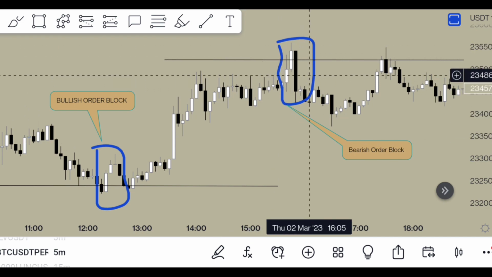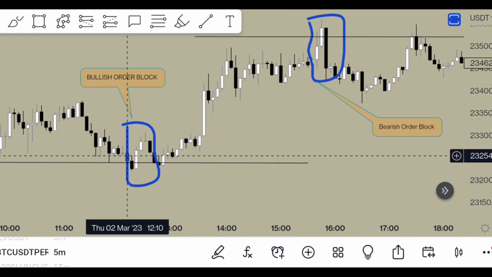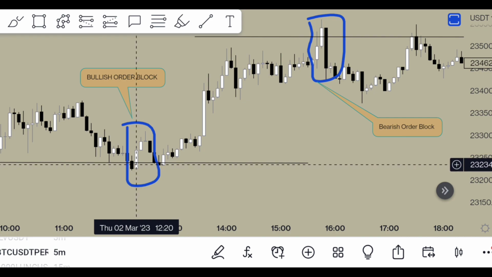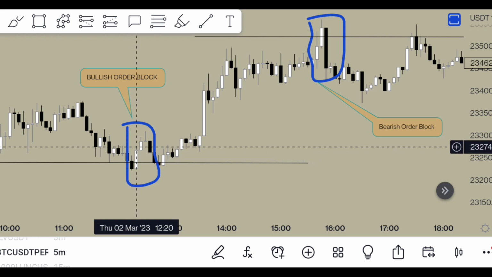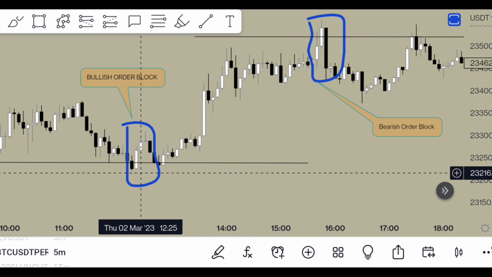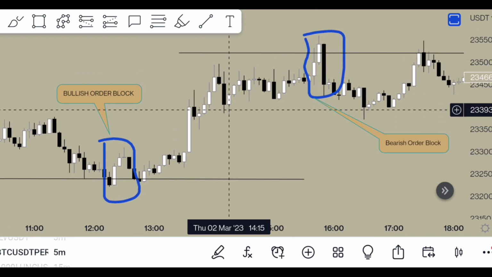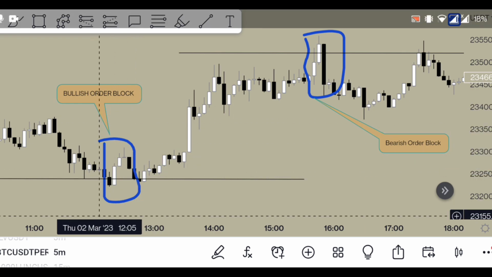This is called a bearish order block. Same is the case with the bullish order block. We get a candle which closes below the support zone, and then the next candle closes above this candle into the support zone. Okay, so this is a bullish order block. I hope it's clear now. This is the bearish order block structure and this is the bullish order block structure.